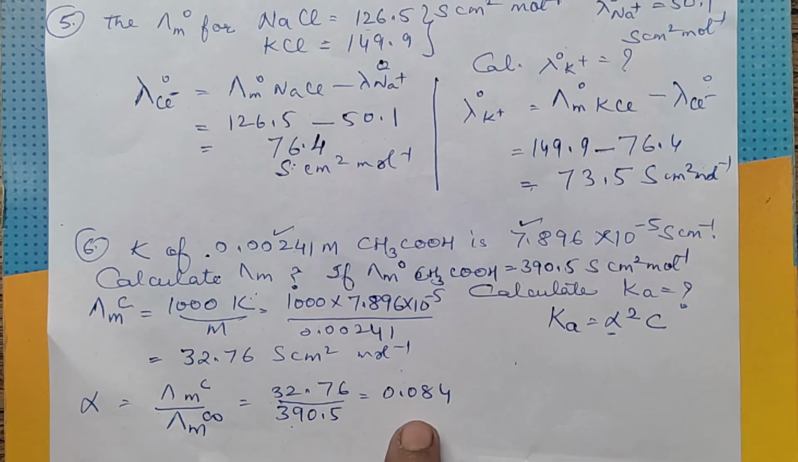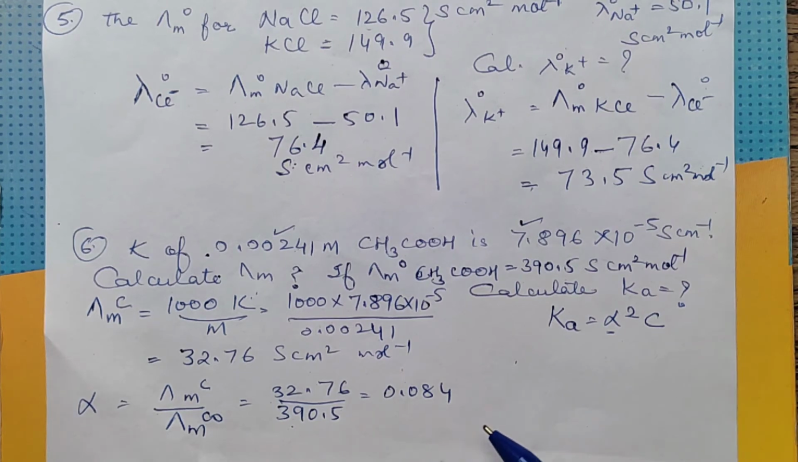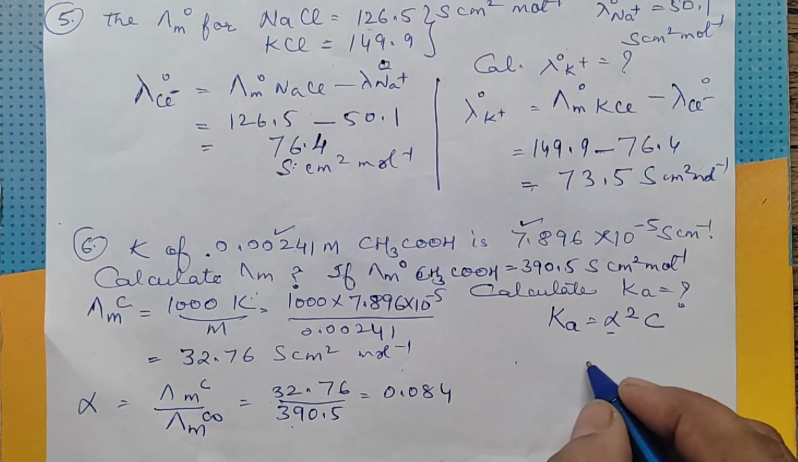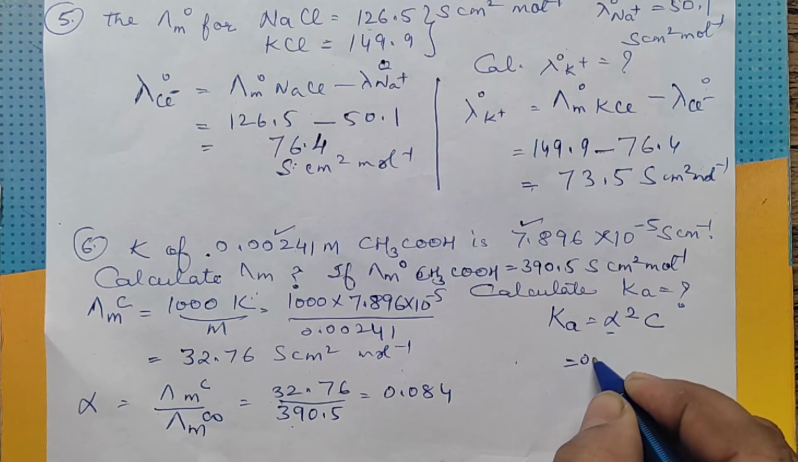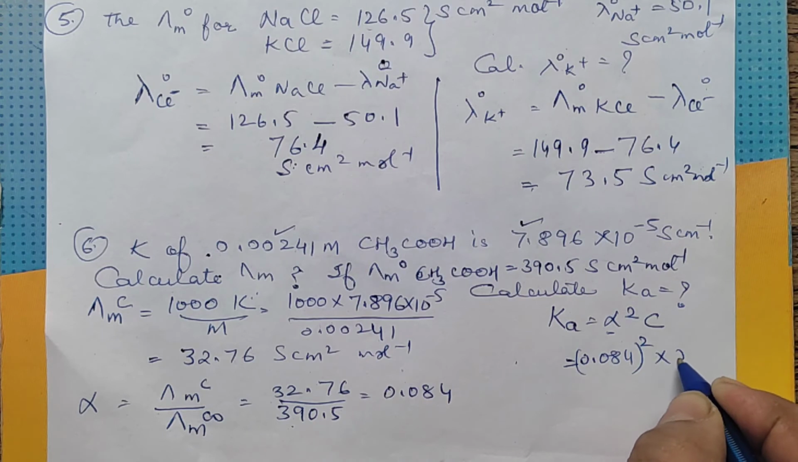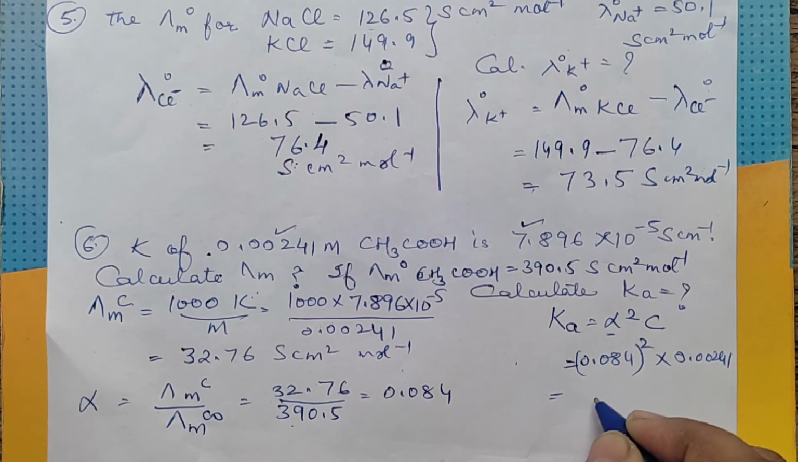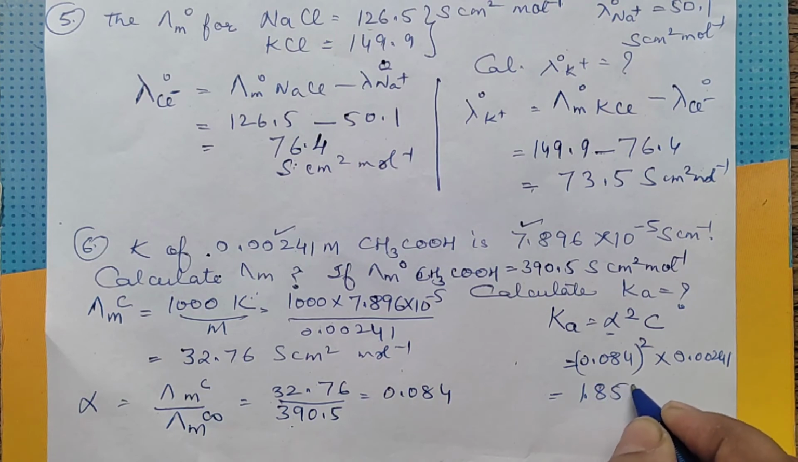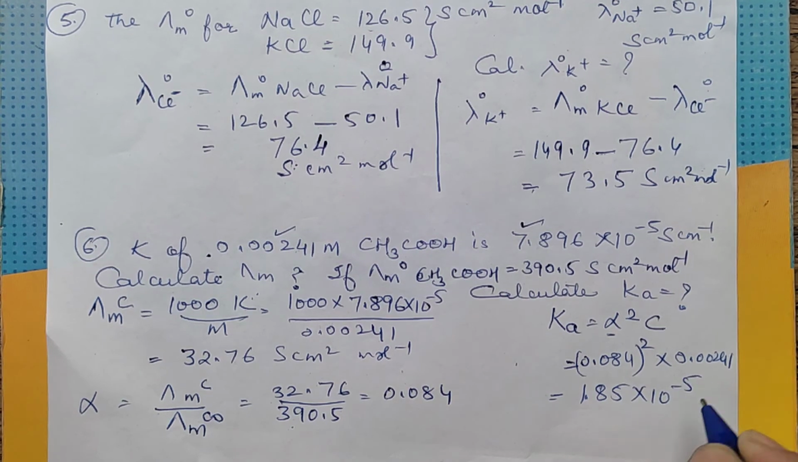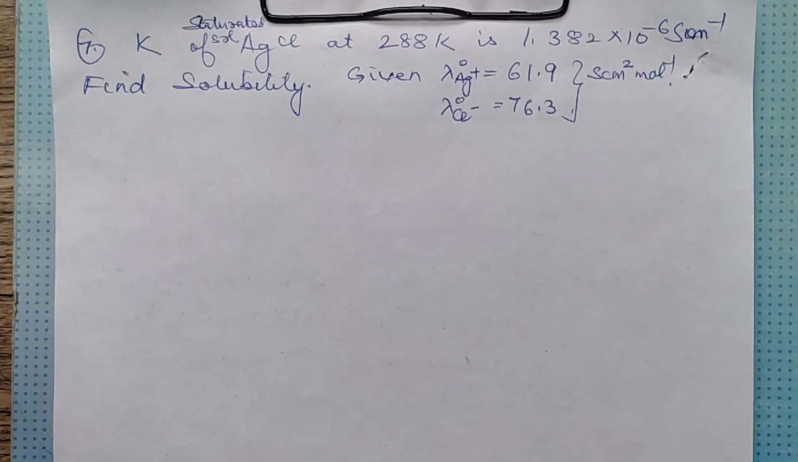Because alpha is much lesser than 1, we can neglect the lower part and just write alpha square C. So 0.084 squared into C, which was 0.00241. When you solve it, it comes out to be approximately 1.85 into 10 to the power minus 5. This is the Ka value. Got it? Moving on to the last question.